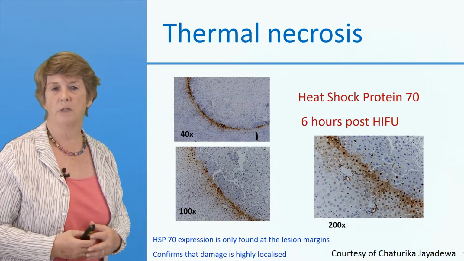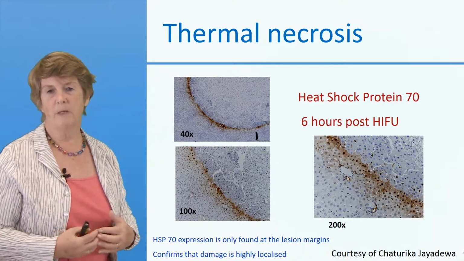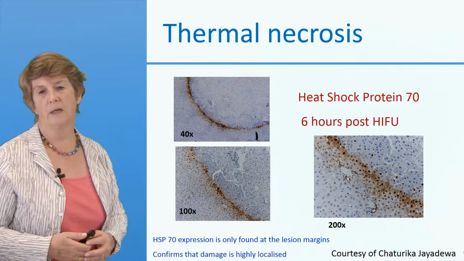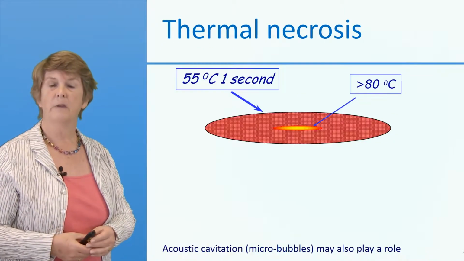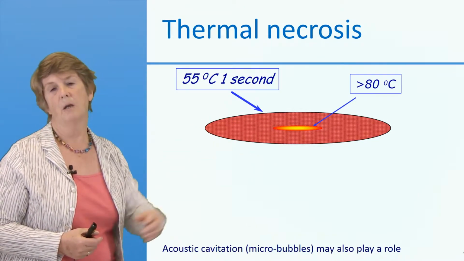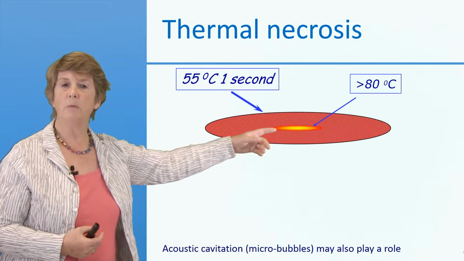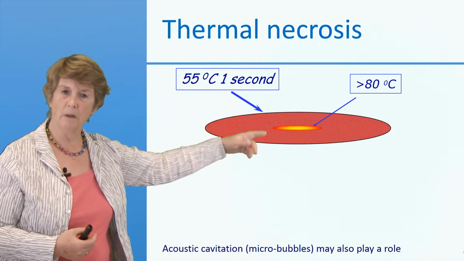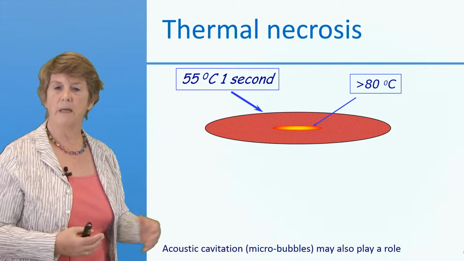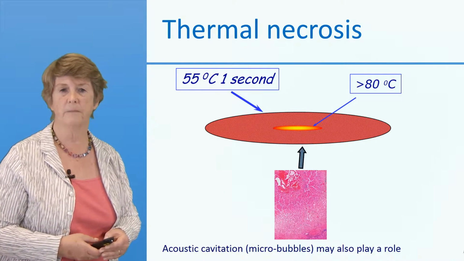If we stain for heat shock protein HSP70, which shows us the thermal damage, you can see there's a very specific staining just at the margin of that lesion. If we look at that schematically, you can see that at the edge of this lesion, we have reached a temperature of 55 degrees and held it for a second. In the middle, we will have reached much higher temperatures because we have a Gaussian distribution of temperature across that lesion. We're getting mainly heating, but we may get some acoustic cavitation because we're using very high intensities here.